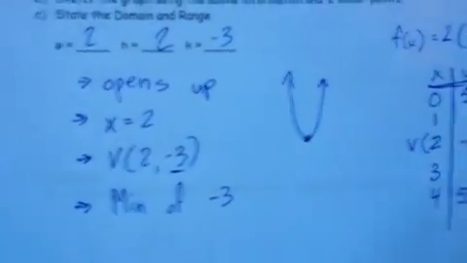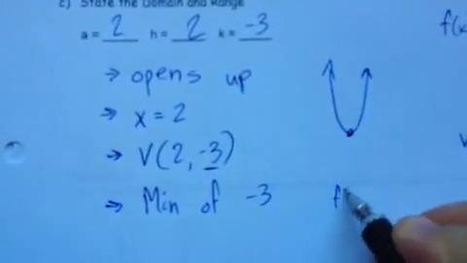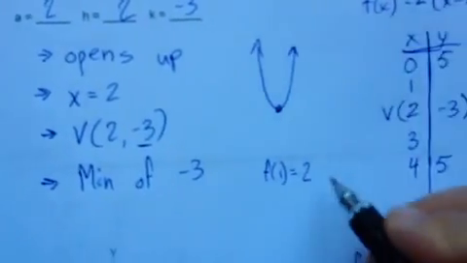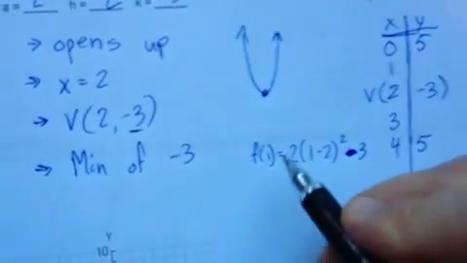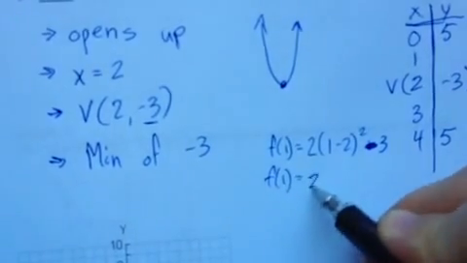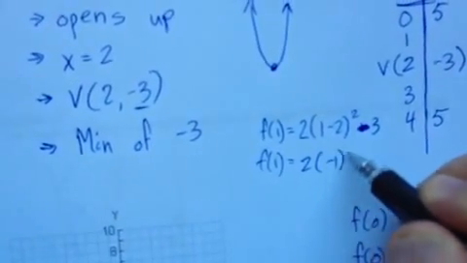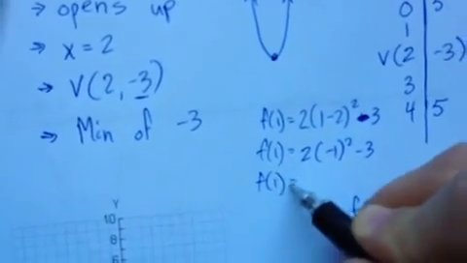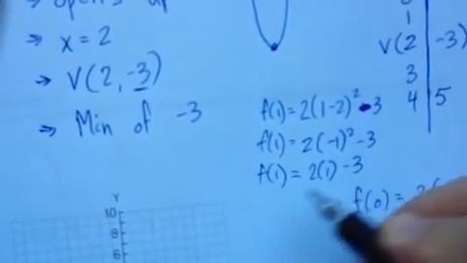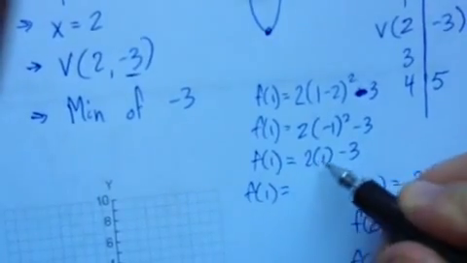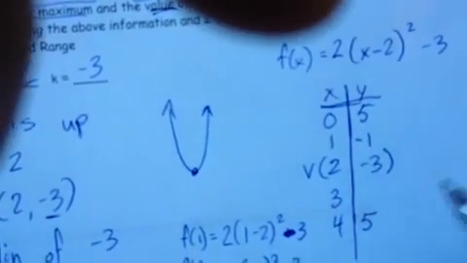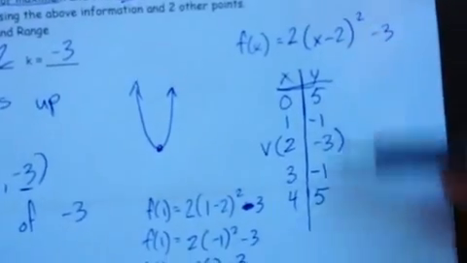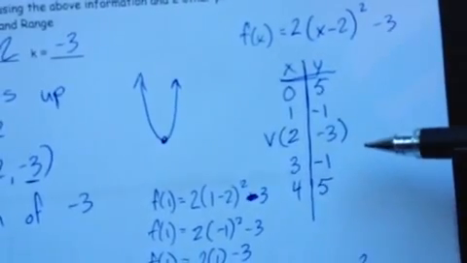And then I'm going to find f of 1 over here. f of 1 is equal to 2 times (1 minus 2) squared minus 3. This minus this is negative 1 squared minus 3. I'm going to do the negative 1 squared first, which is 1, so 2 minus 3, which is negative 1. So I know when x is 1, y is negative 1. That means when x is 3, y is also negative 1. Both sides of the vertex are perfectly symmetrical.